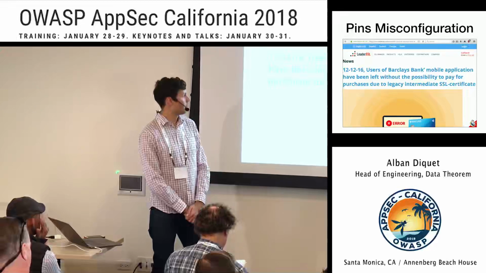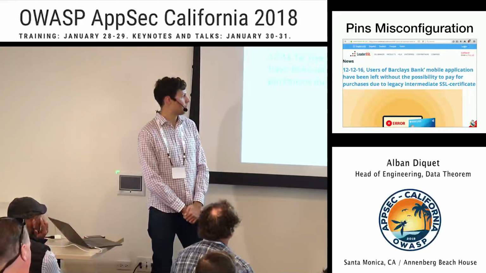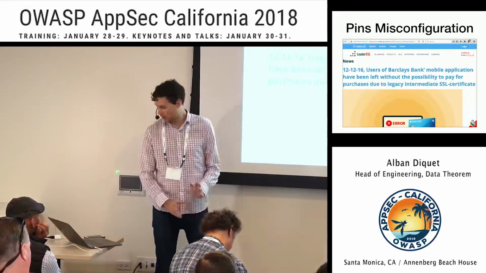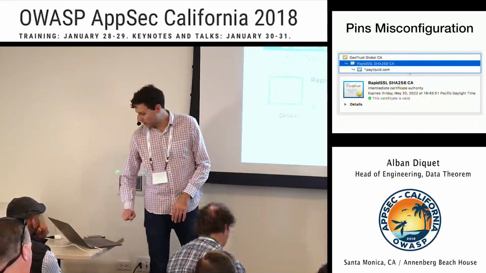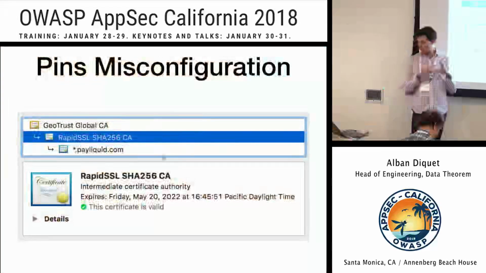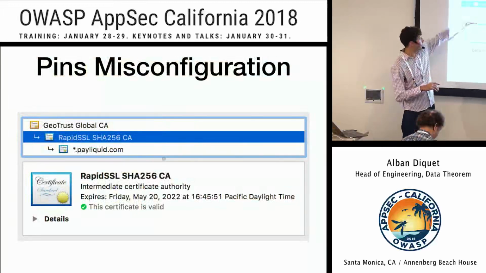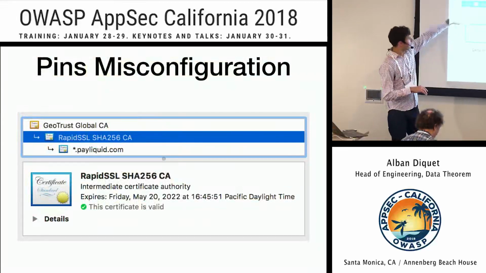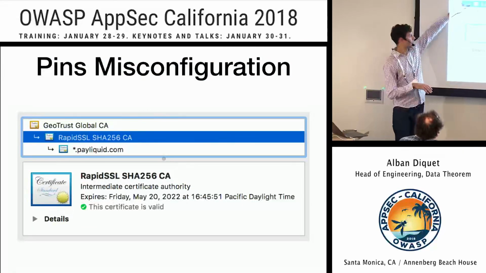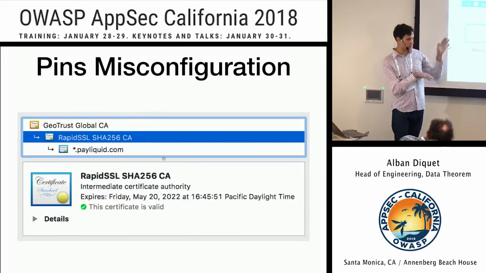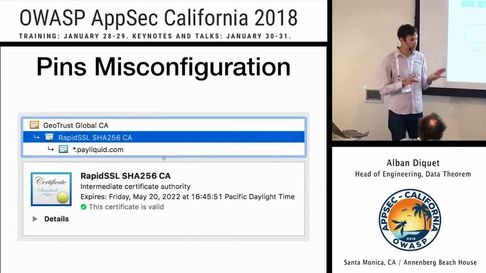Users have been left without the possibility to pay for purchases due to a legacy intermediate SSL certificate, which sounds kind of odd, but let me explain. So the Barclay app was configured to do pinning on this one. That's the certificate chain for the API. And the Barclay app was configured to do pinning on the intermediate certificate, which is this one. So it had everything set up correctly, everything was working fine.